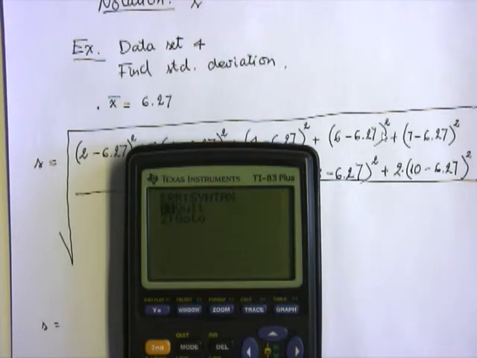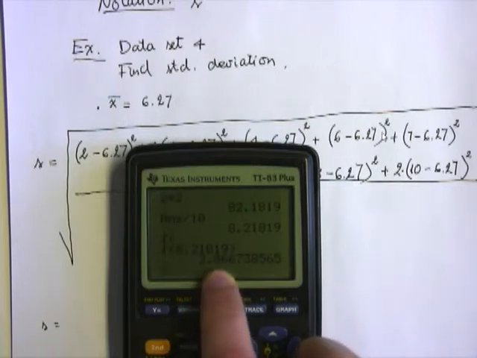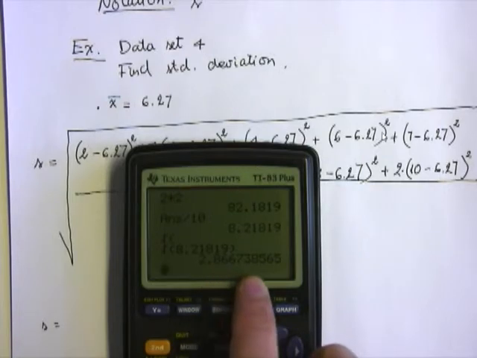Whoops. So we have to do it again. So square root, and now I have 8.2181. Close the square root, and there is your standard deviation value. So 2.8667 and 83 and so on.